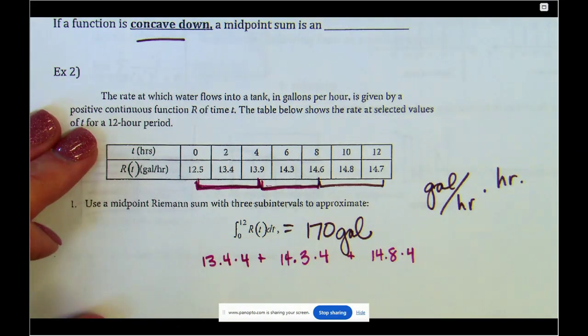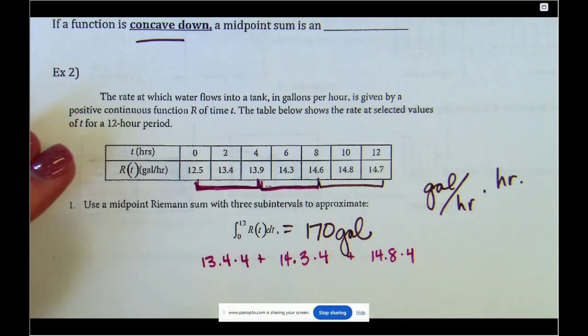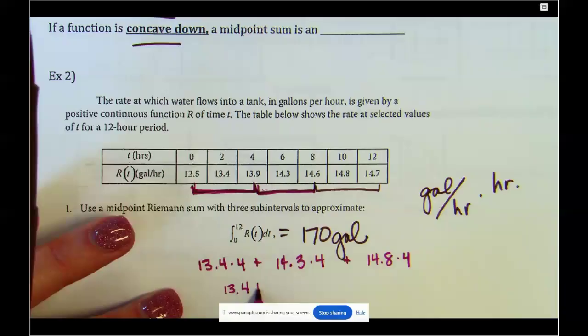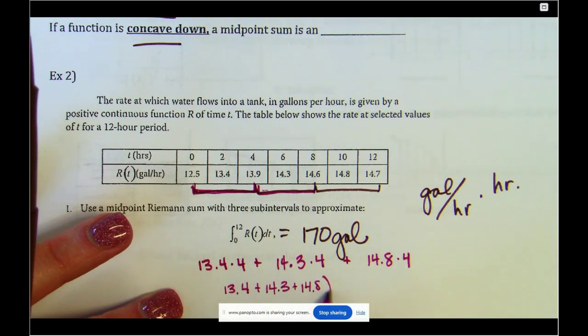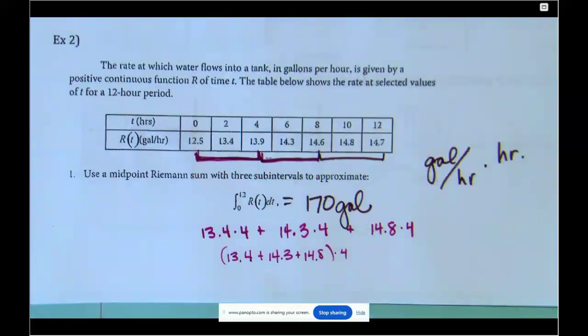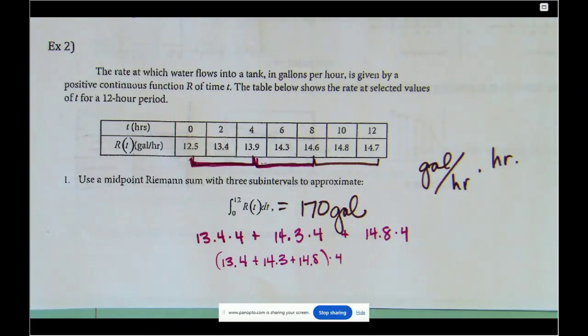We could have used the shortcut here. You absolutely could. I did. Because we're talking 4 even intervals, you could have done 13.4 plus 14.3 plus 14.8 and then times 4. That's really just the distributive property. But wouldn't the AP test say that's wrong because they told us that we have to use the midpoint? No, this is acceptable.